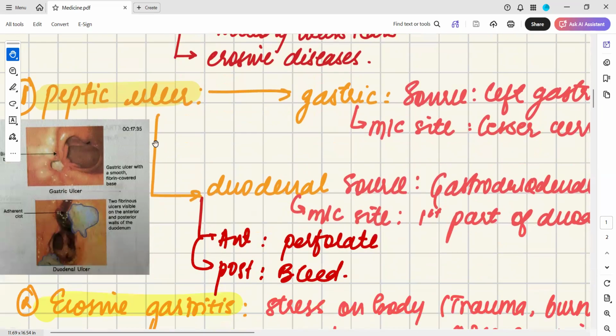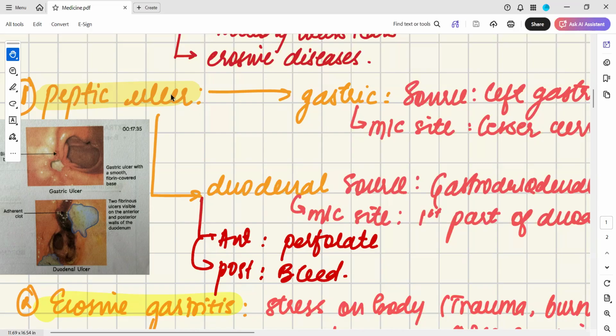Now in this image, we can see that both ulcers have endoscopic images. In the gastric ulcer, we can see the base is very smooth and fibrin covered. It also shows both anterior and posterior duodenal ulcers. When the ulcer is present at the same site, anteriorly and posteriorly, it is also known as a kissing ulcer.